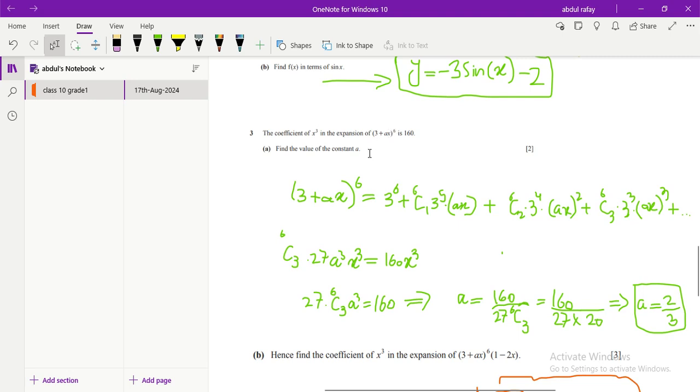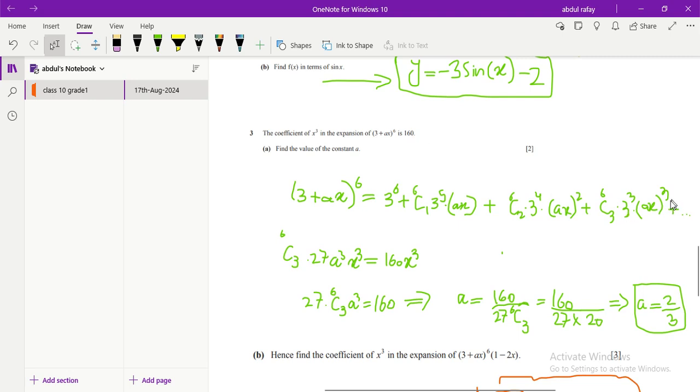To find the value of a, here is the expression given, and you can easily rewrite it by opening the binomial formula. So according to the binomial formula, you can write this equation. And I have opened the binomial formula only up to x to the power 3, because the coefficient of x cube is already given, right?